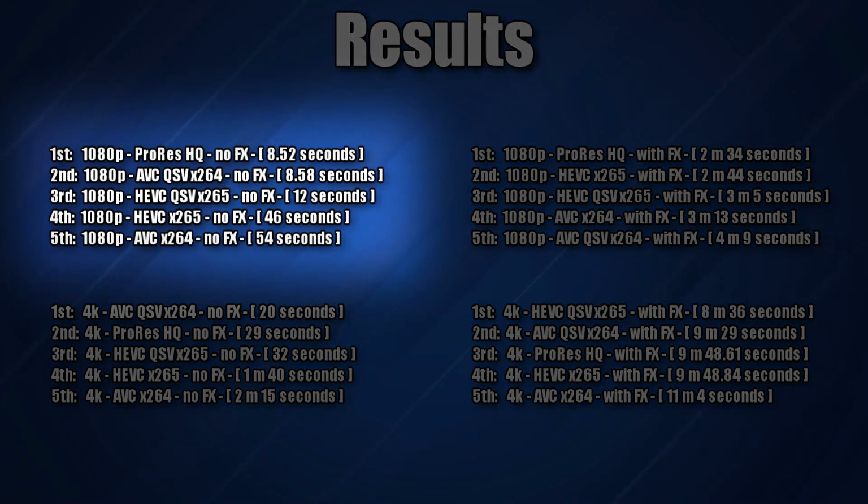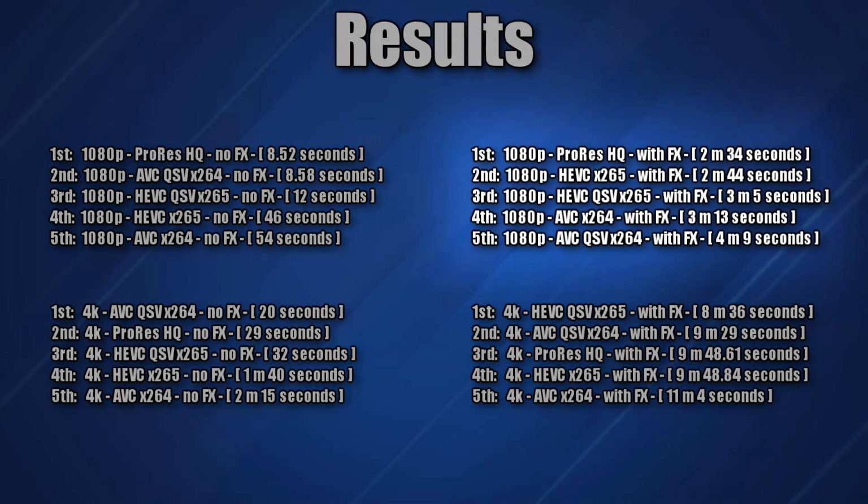In the 1080p with no effects, in first place, we have ProRes at 8.52 seconds. And in a very close second, we have AVC QSV at 8.58 seconds. A few seconds later, we have HEVC QSV at 12 seconds. And then way down in fourth and fifth place, we have HEVC and AVC processor only at 46 and 54 seconds.